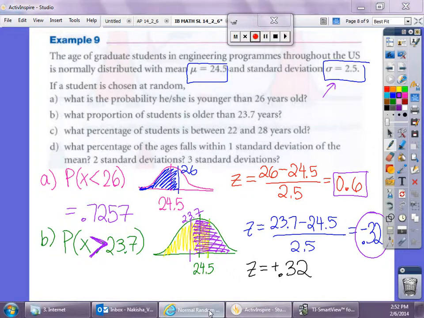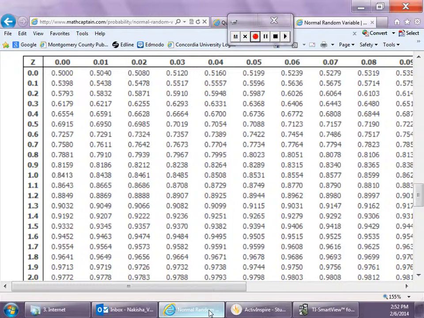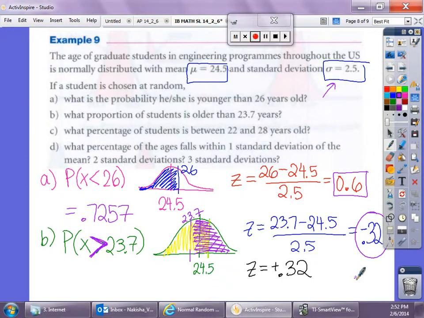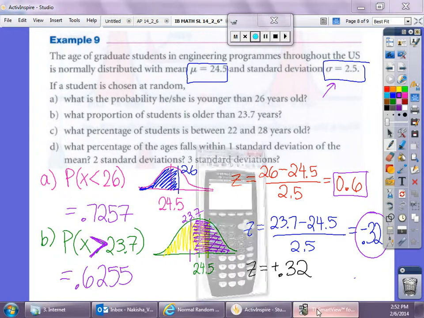So going back to this table, 0.3, and then 2, 0.32, 0.6255. So the probability equals 0.6255. And then the calculator, much easier.